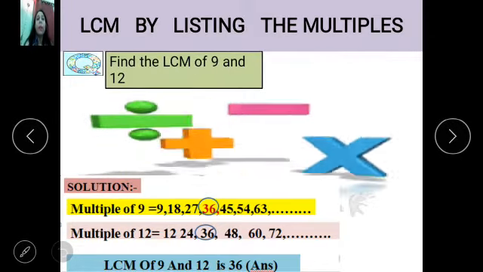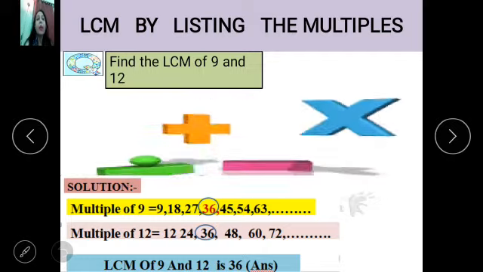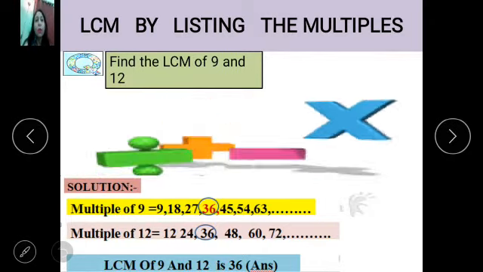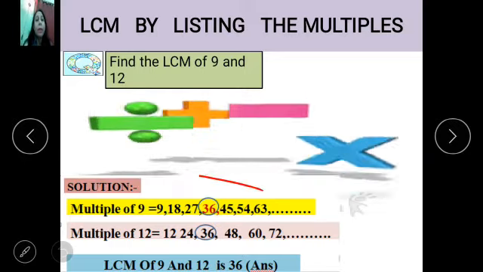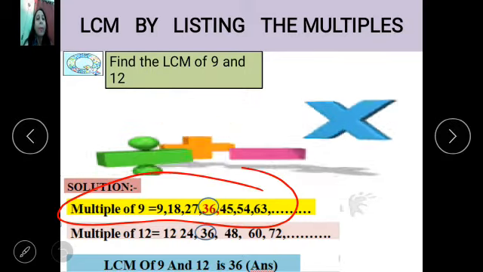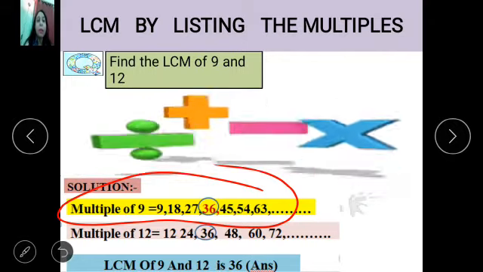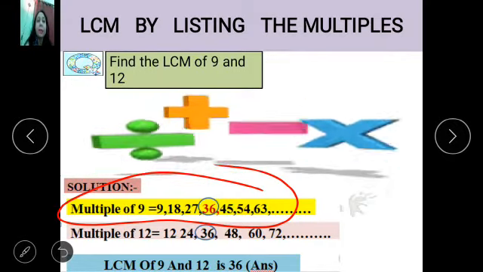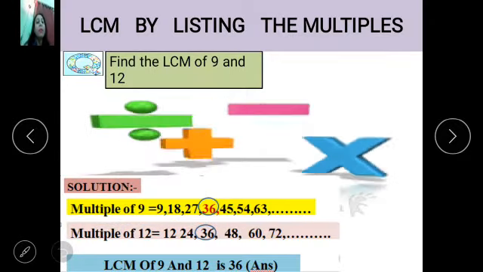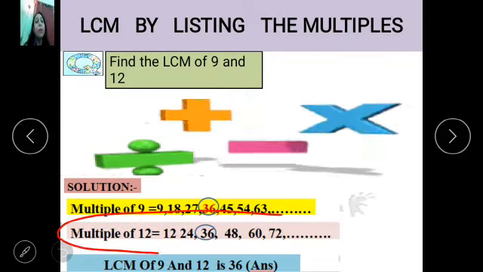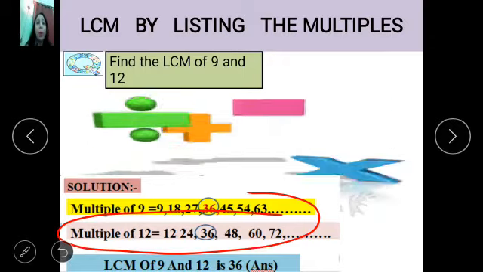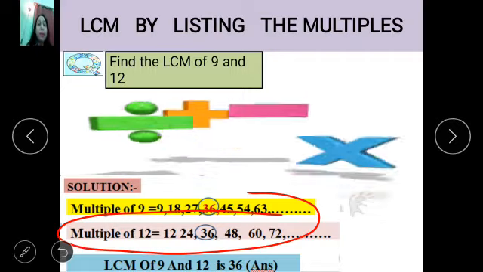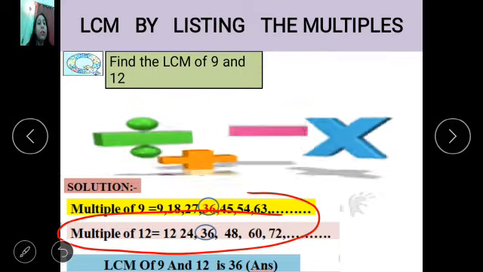The question I have taken over here: find the LCM of 9 and 12. So in the solution, what shall we do first? First we take multiples of 9, like 9, 18, 27, 36, 45, 54 and 63. Like that we have to take multiples of 12. 12 ones are 12, 12 twos are 24, like that 36, then 48, then 60, then 72 and so on.